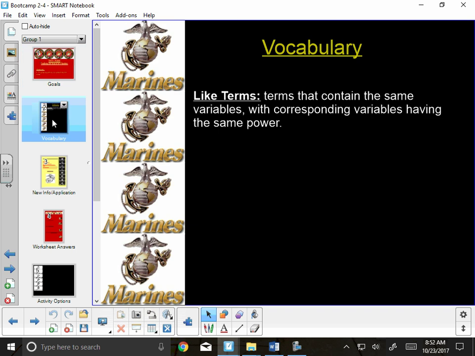This was actually used back in Chapter 1, so you won't have to write this down. The one here says like terms are terms that contain the same variables with corresponding variables having the same power. Again, you do not have to write this one down, but since we are dealing with like terms, I just wanted to refresh it in your brain.